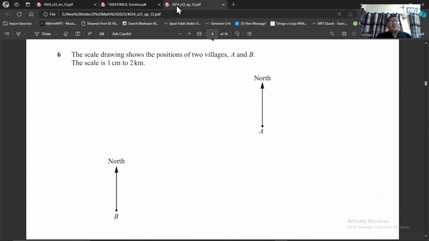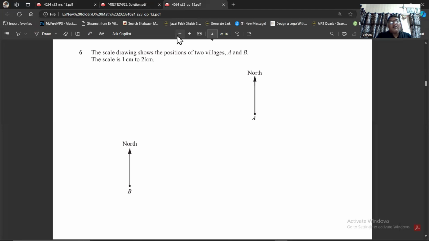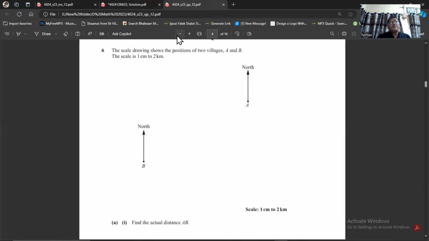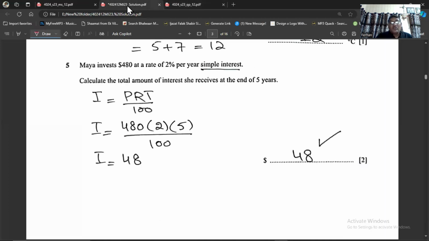Okay, so we have question number 6. The scale drawing shows the position of the two villages A and B. The scale is 1 centimeter to 2 kilometer. So here we have a village whose name is A. Here we have the village B. It says find the actual distance AB. So you will put your scale here, and with the help of the scale, measure the distance between A and B. Then according to this scale, I will find the actual distance.